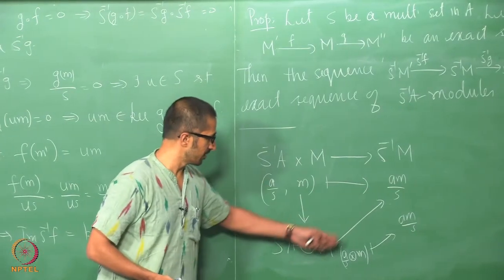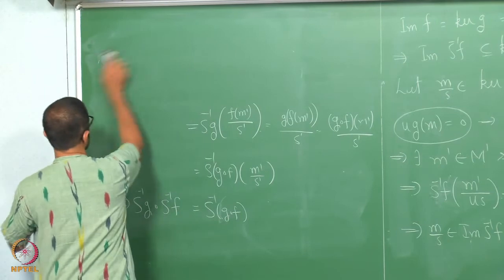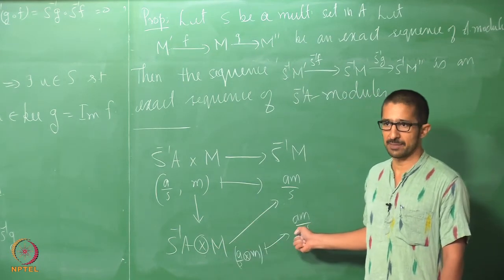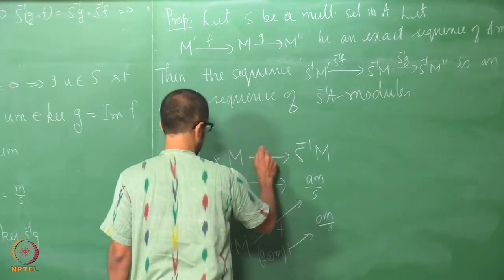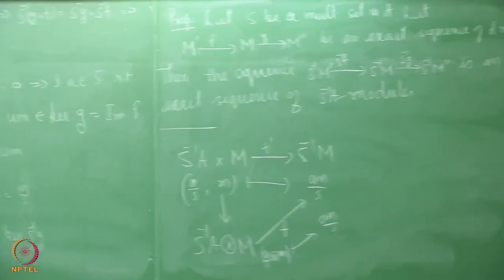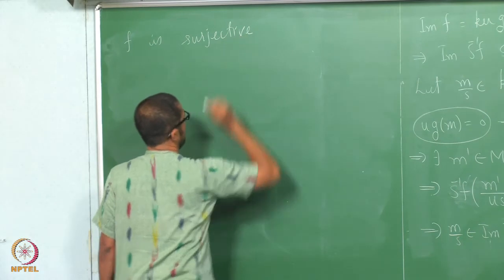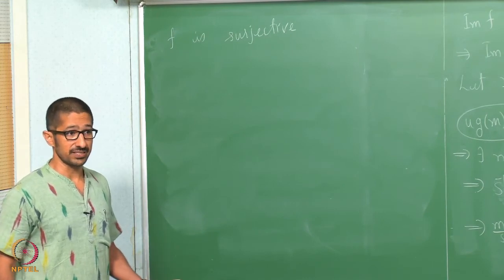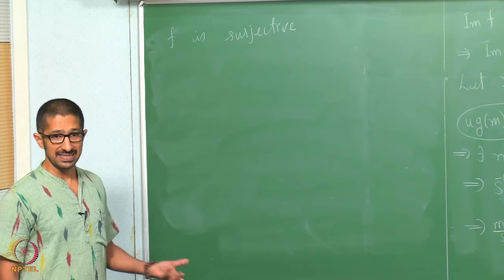Can we expect that this is an isomorphism? Can we expect this is injective, surjective? Is it surjective? Any element here is of the form M by S, so 1 by S tensor M is mapped to M by S. So therefore, this map, let me call this F prime, I call this F, F is surjective. So the question is, this is an onto module homomorphism, is this injective?